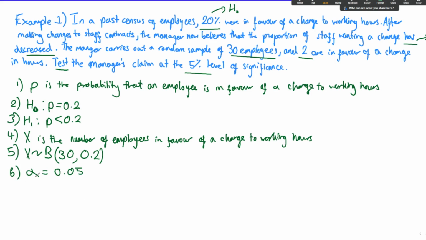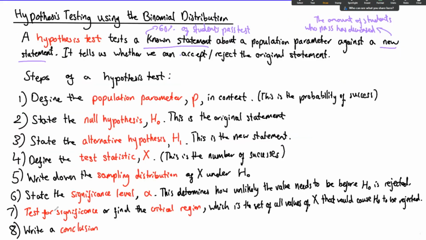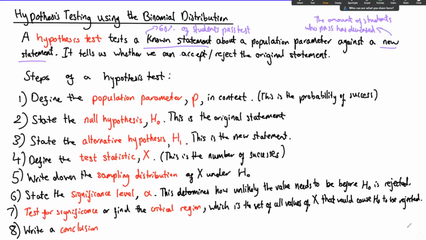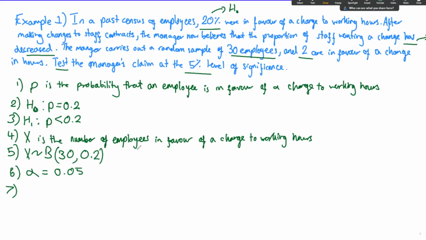Okay, so up till now, you can see that we haven't really done any calculations. All of these steps have just been defining these different terms. And actually, you will get quite a few marks just by putting all of these out and knowing what steps you have to take. And it's only when we get to step 7 when we actually calculate something. Now, either we're testing for significance or we're finding the critical region. Well, here it says we need to test the manager's claim. So we're going to test for significance. So how do we do that?